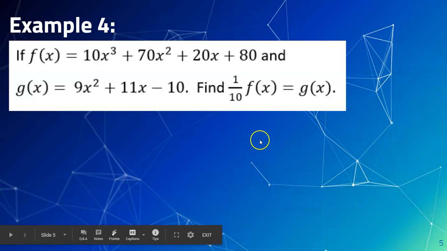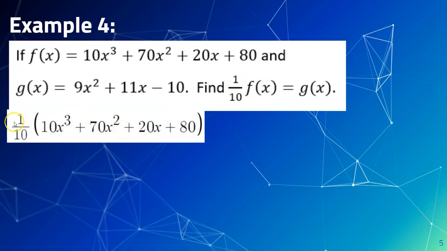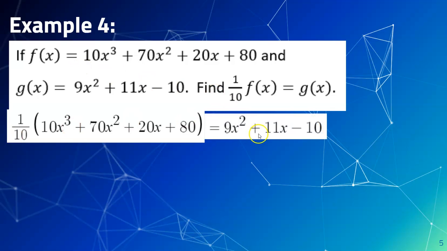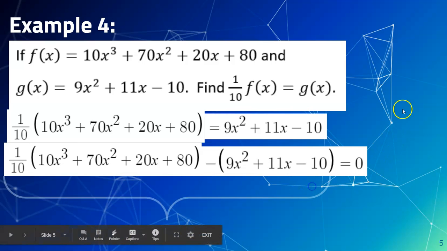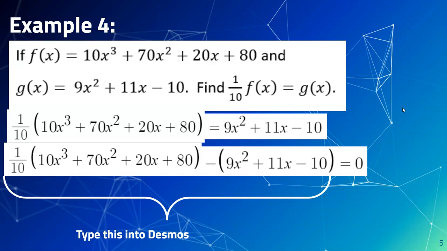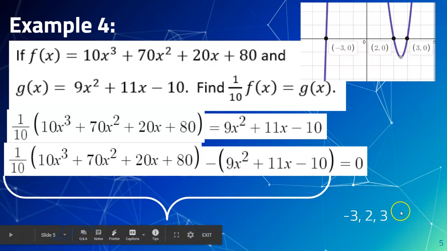All right, so then example 4, I have a polynomial here and a polynomial here. So this one's f, this one's g, and my problem is finding 1/10 of the f equation where that equals the g equation. So again, I'm going to start with the 1/10 f, plugging that f equation in with that 1/10 out front, setting that equal to the g equation, and then I'm going to subtract the entire g equation and set it equal to 0. I'm going to plug that part into Desmos, and then when I graph, I get x-intercepts at -3, +2, and +3, and that is the solution to this equation.